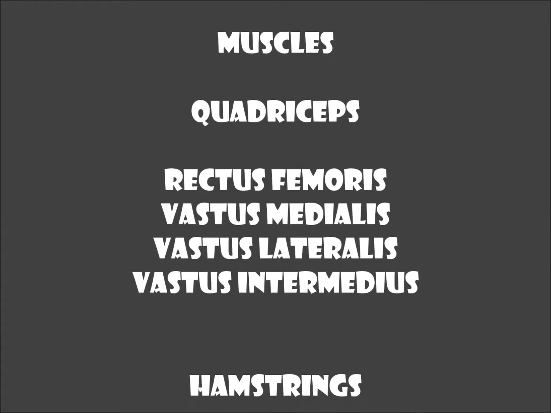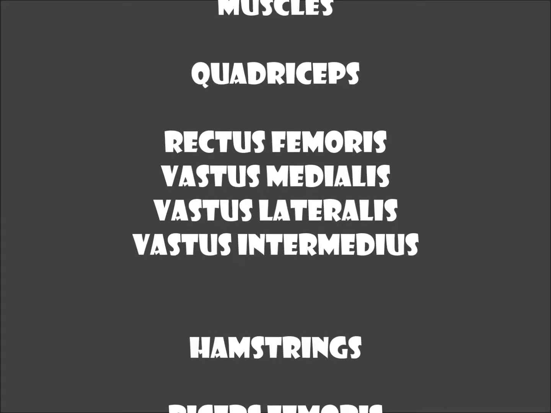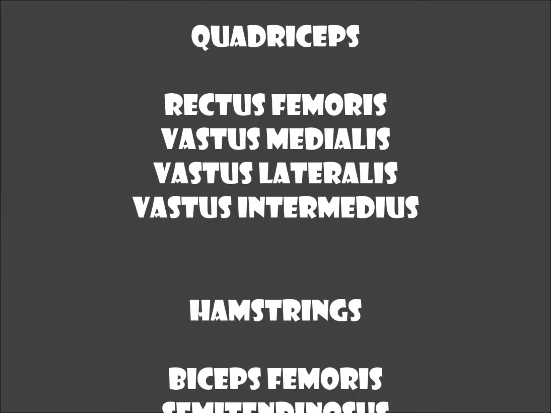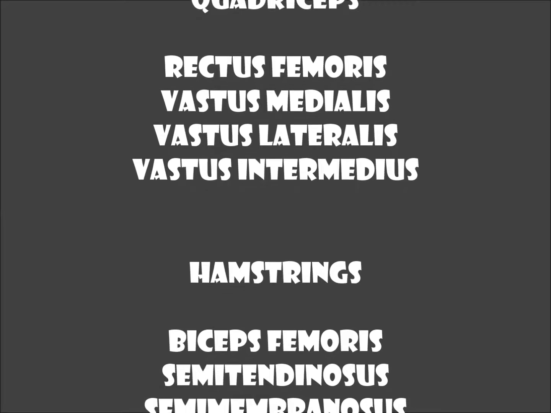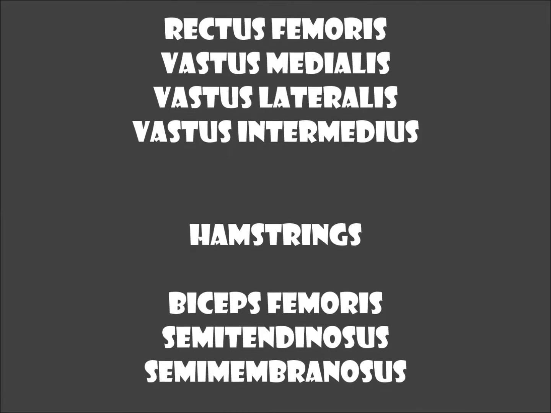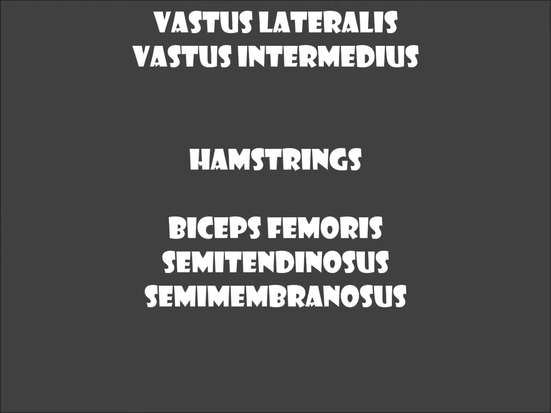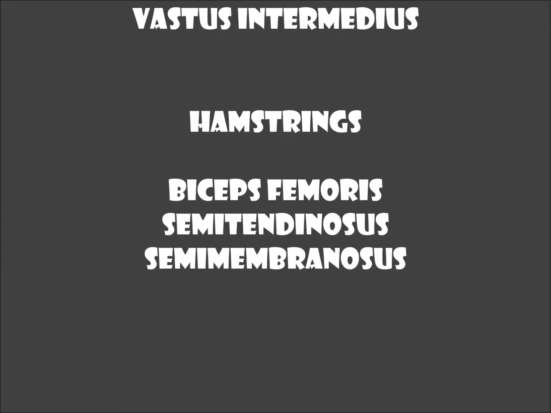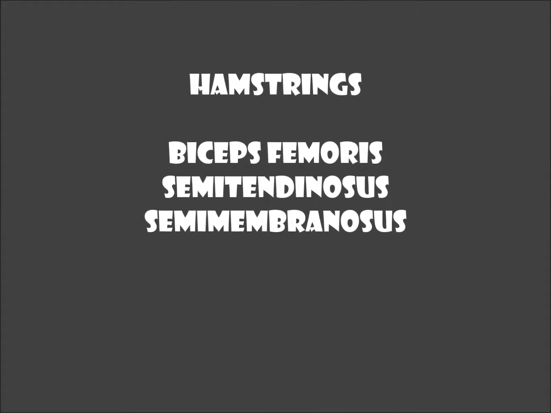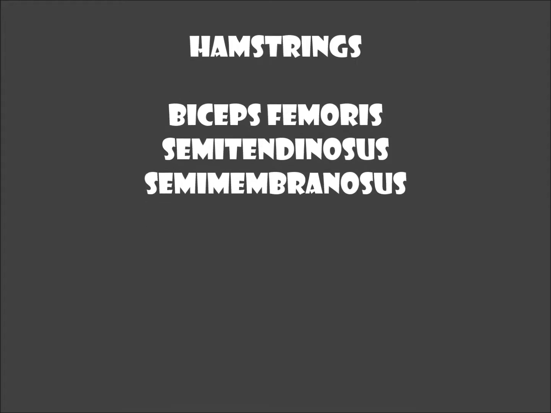The vastus medialis sits on the medial aspect of the group. The vastus lateralis sits on the lateral aspect of the group, and the vastus intermedius sits in between both of these muscles. This muscle is located directly underneath the rectus femoris.